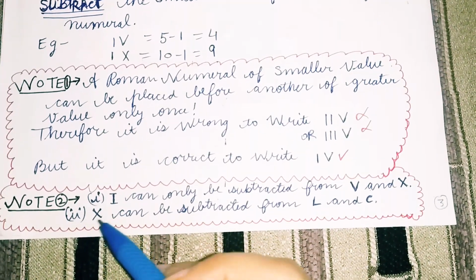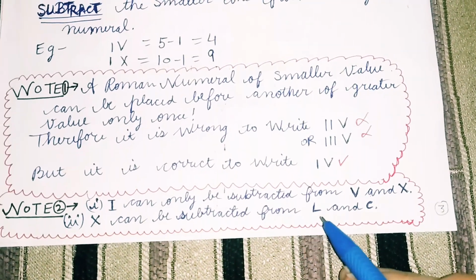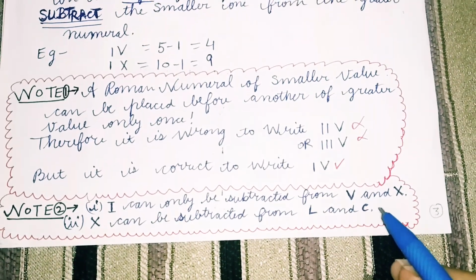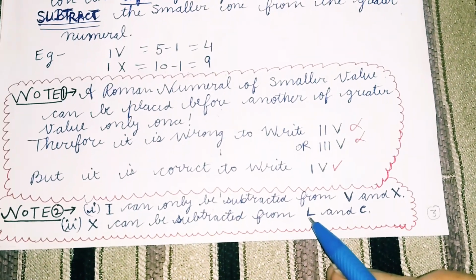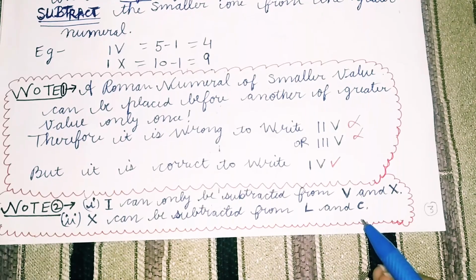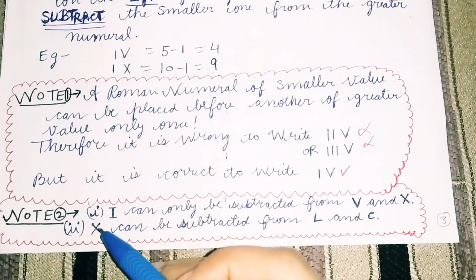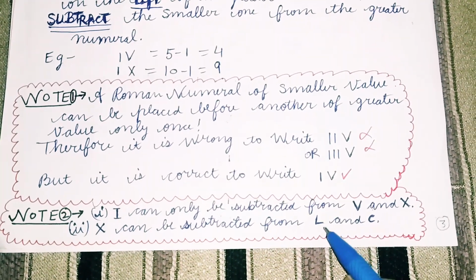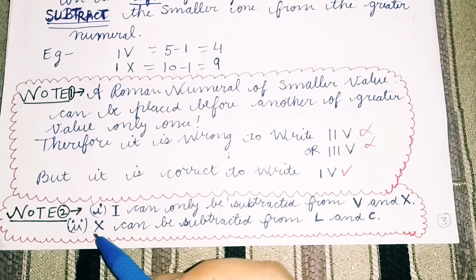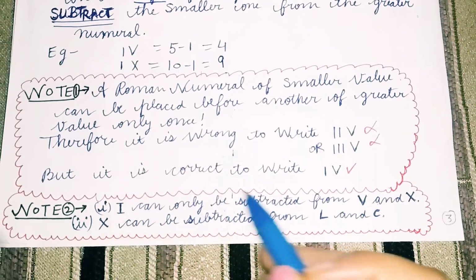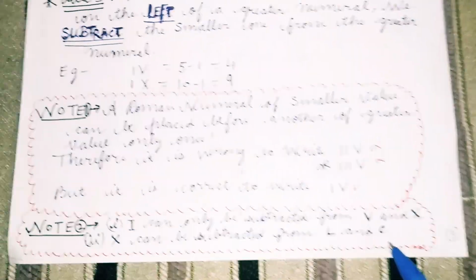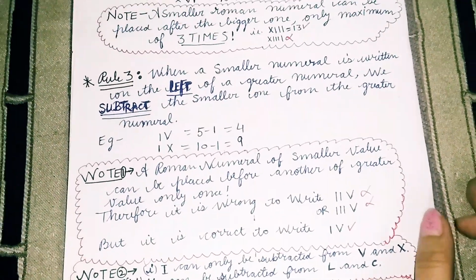Now, second point is X can be subtracted from L and C. The value of L is 50. The value of C is 100. So you can subtract symbol X from each of these values, but you cannot subtract X from any other symbol apart from these two. I hope it is clear to you.